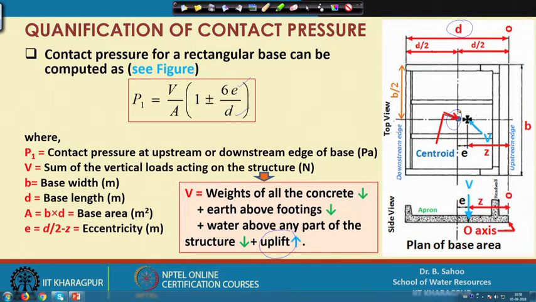If it is acting at a distance e from the centroid, that is eccentricity, naturally there will be a turning moment. Here A is equal to the base area, computed as B into D. If e is equal to 0 in this equation, naturally P1 will be equal to V by A, that is force divided by area, which is your pressure.